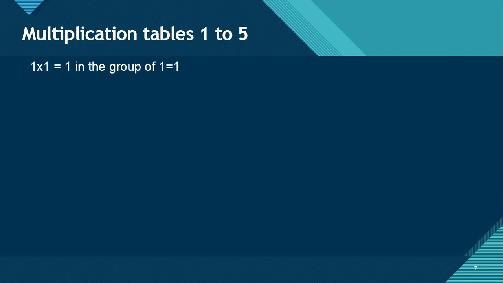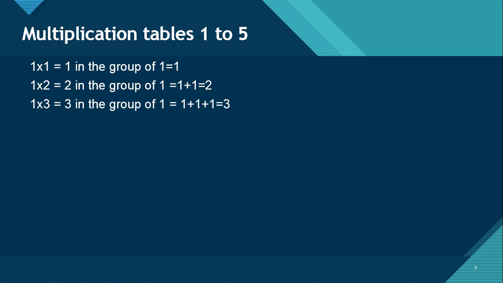Let's say the table of 1 first. That is 1 multiplied by 1, that is 1 in the group of 1, that will be 1. 2 in the group of 1, that will be 1 plus 1, 2. 1 multiplied by 3, that is 3 in the group of 1, that is 1 plus 1 plus 1, 3.